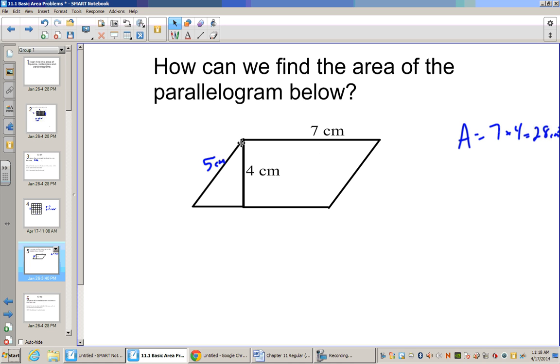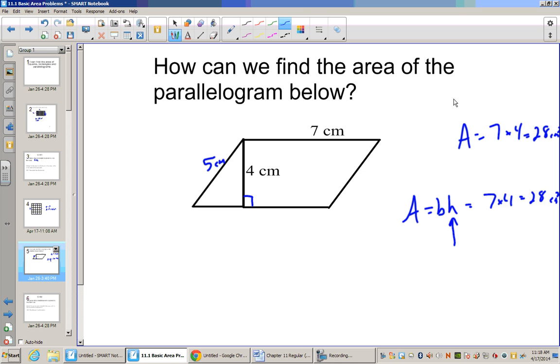we have to think about the height. If this is perpendicular, our height is 4. That's the perpendicular distance between these two bases. So we can use the same formula. But now we just have to know that height means this perpendicular distance, not the diagonal distance. So it's still 7 times 4, which gives us our answer of 28.